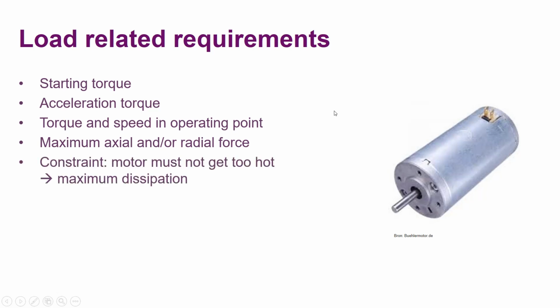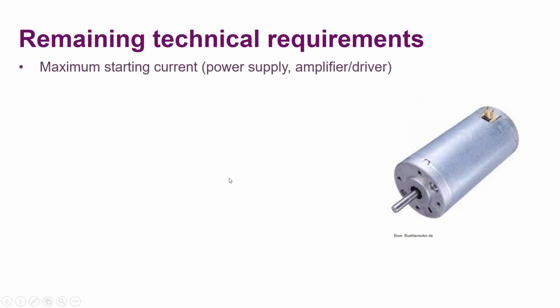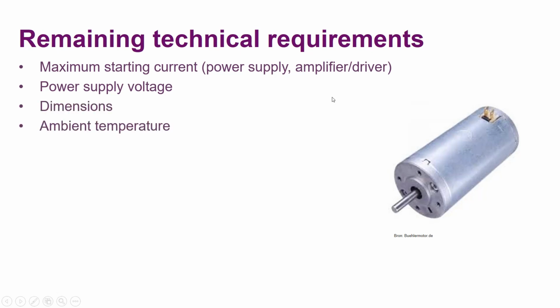And of course, you have a constraint on the maximum dissipation because the motor may not get too hot. Other technical requirements could involve the maximum starting current, because that's a requirement to the power supply, your amplifier or driver. You have a requirement to the power supply voltage, and there are requirements to the dimensions. Then you have a requirement to the ambient temperature in which you want to use the motor, and probably there are requirements on dust and waterproof.